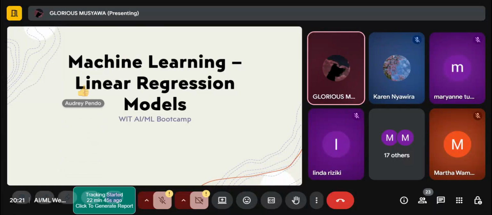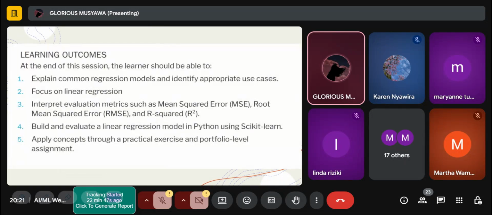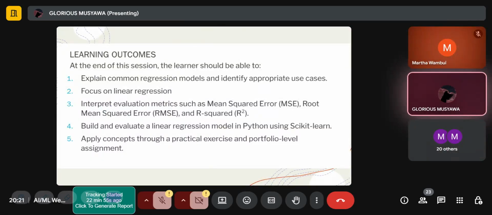At the end of this session, we'll be able to explain common regression models and identify appropriate use cases. We'll focus on linear regression. We'll learn about the evaluation metrics. We stated them in the previous class.